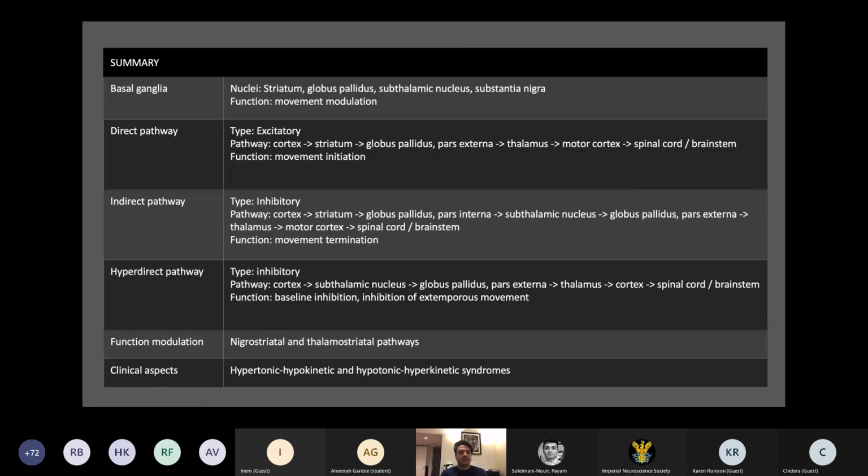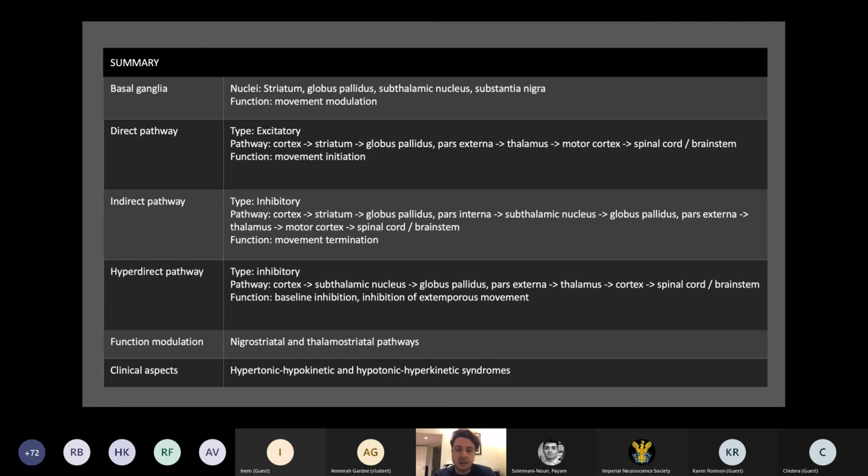This is a nice little slide, I think, and it's just to summarize what the direct, indirect, and hyperdirect pathways are, and then why and what we have in terms of modulation. So the direct pathway is excitatory naturally. It directly disinhibits. The pathway is the cortex, the striatum, the globus pallidus, into the thalamus, and then back to the cortex, and then down to the spinal cord. And the function of that is just to initiate a movement. The indirect is the opposite, and the aim of it is to terminate a movement or prevent a movement in the first place. And the hyperdirect is to stop a movement.